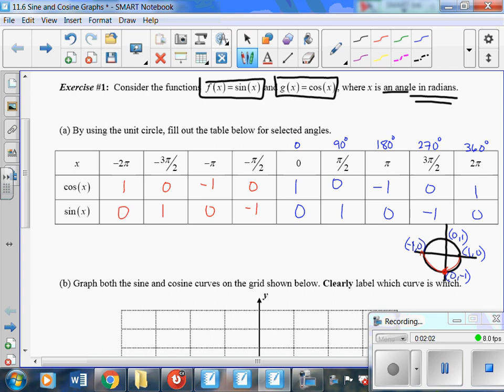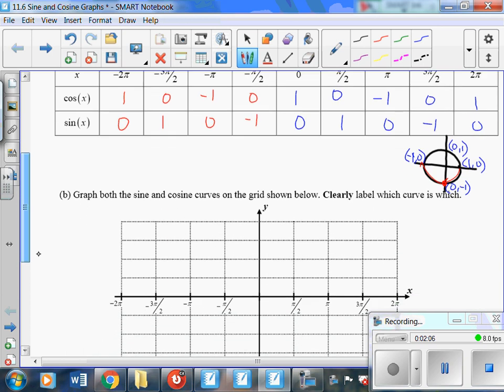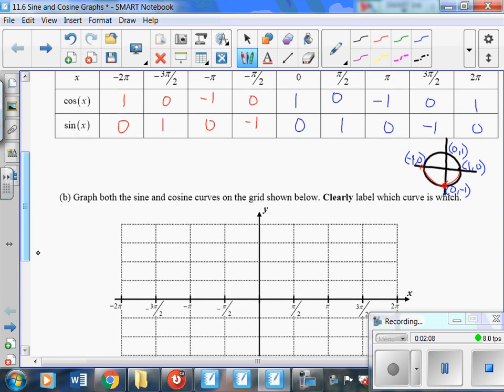So now what they tell us to do is graph both the sine and the cosine curves on the grid shown below. So I'm just going to change my values here. And as long as you change it on your graph, you can change the scale. So for our cosine curve, let's use blue.